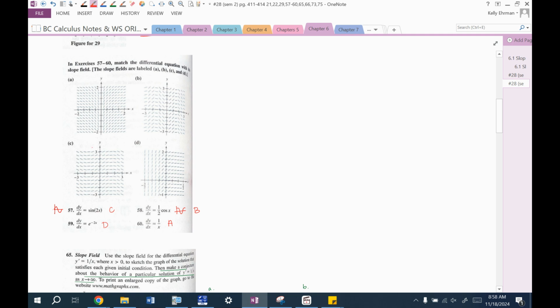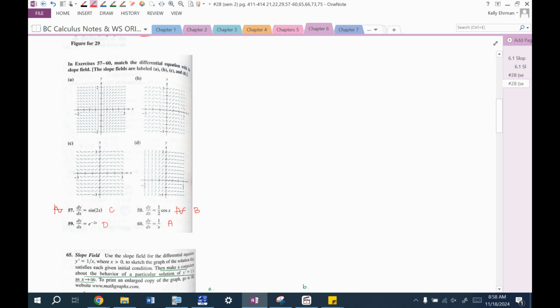So see how C has this odd function thing happening, like a sine graph, whereas D has sort of the even symmetry happening. So that's the cosine graph. So that's how I decided that 57 was C and 58 was B. That leaves A and D. Okay, so take a look at 0. I like to use x equals 0 to see what's happening here.